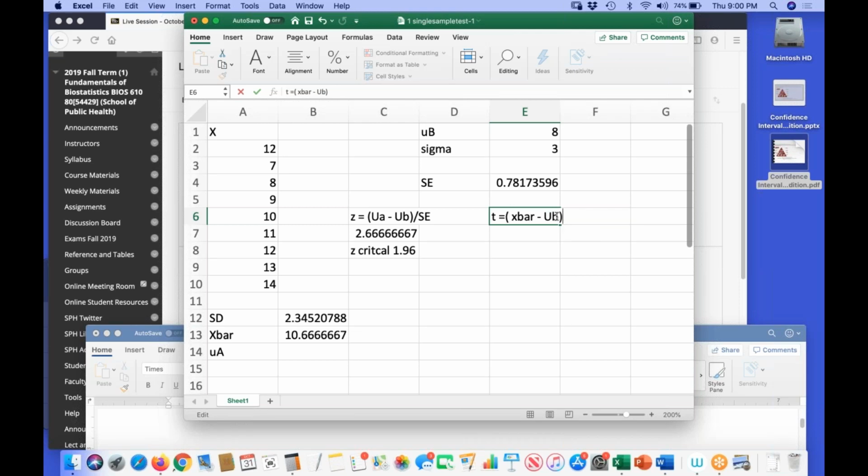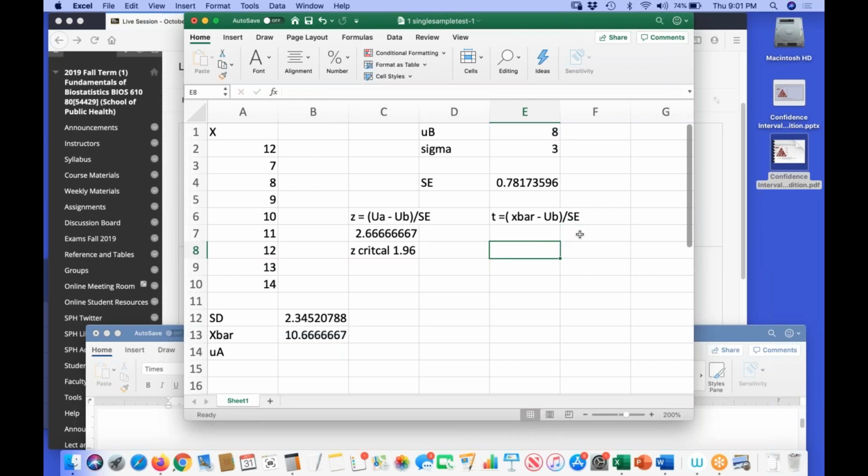Okay, divided by the standard error. So what is our T-score for now? Our T-score is going to be equal to X bar, which is 10 point whatever, minus x bar b, which is known to be 8, put that in parentheses, divided by our standard error. Oh, I forgot to calculate my standard error again.